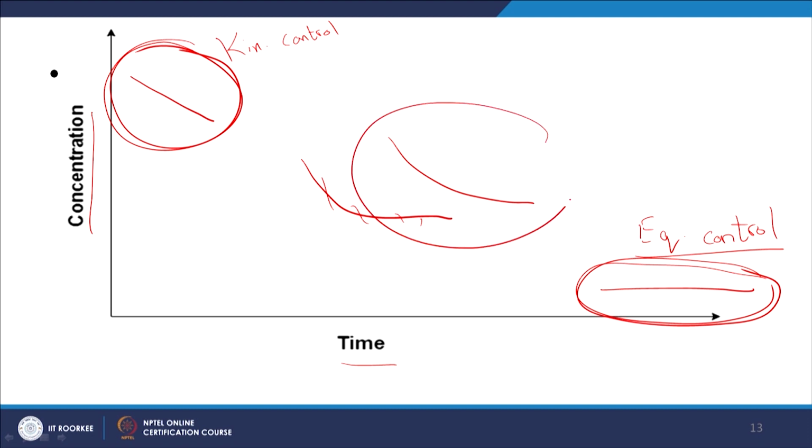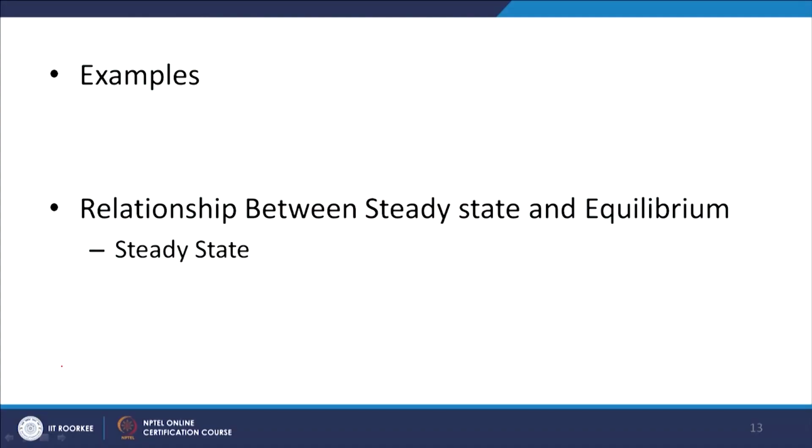And obviously the last case is the mixed control, right, when you do see changes initially, but you also see that the system is approaching equilibrium. So in this case both kinetics and equilibrium play a role here, right. Okay, the next aspect we are going to look at is the relationship between steady state and equilibrium, right.